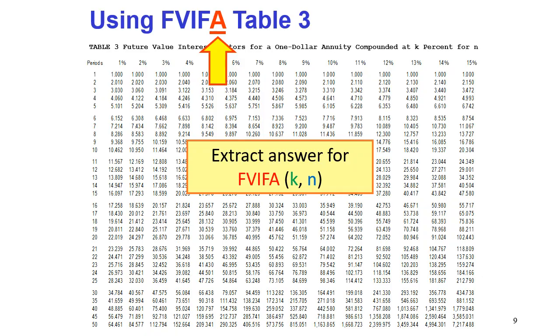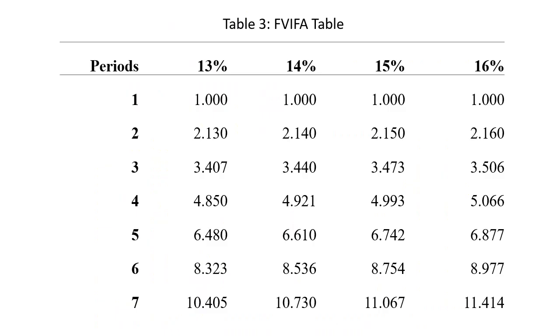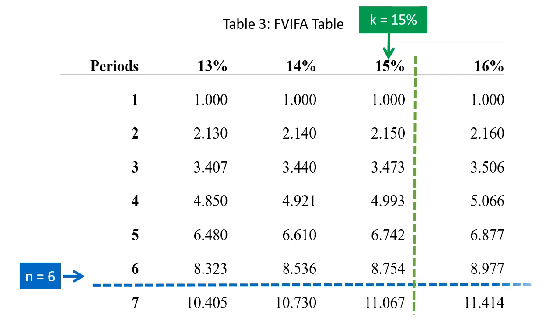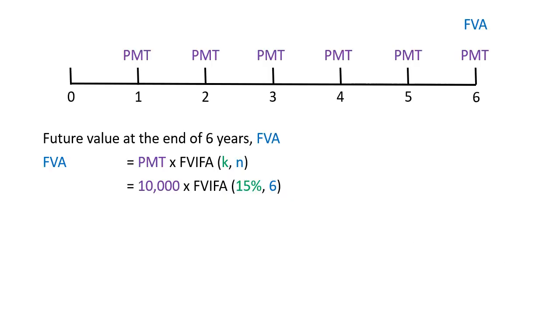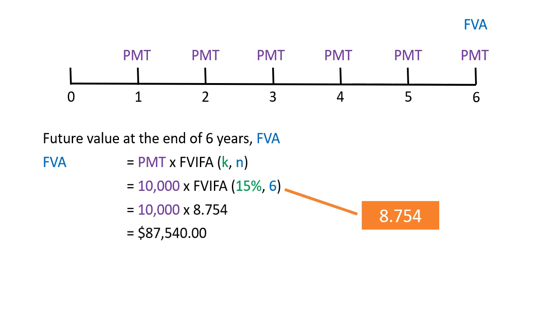Next, we find the answer. We know K. We know N. The intersection is the answer. Substitute the answer from the table, and we find FVA.